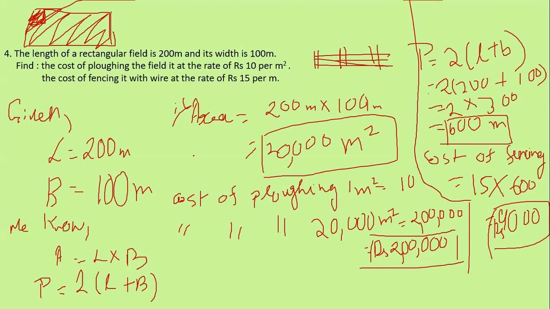Okay, so let's move ahead. I hope this one is clear, right? It will be also with the help of unitary method. 20,000 meters square will be equals to, what is the cost? 20,000 into 10. So, great. Let's move ahead.